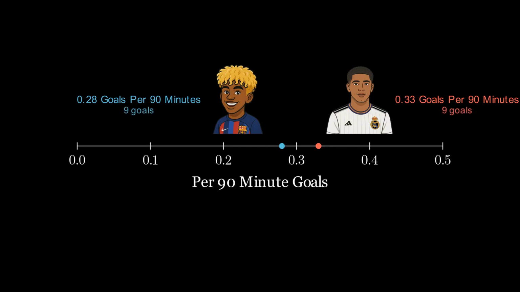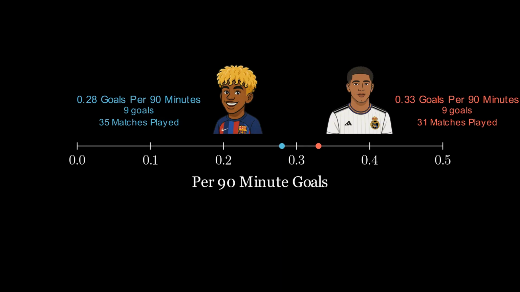As we can see here, Bellingham has a slightly larger value for per 90-minute goals, because even though him and Yamal scored the same amount of goals last season, Bellingham did it in 4 fewer games, so his efficiency is slightly higher. Because of this example, we can see that using per 90 metrics is much better than just raw counts, which we will do going forward.